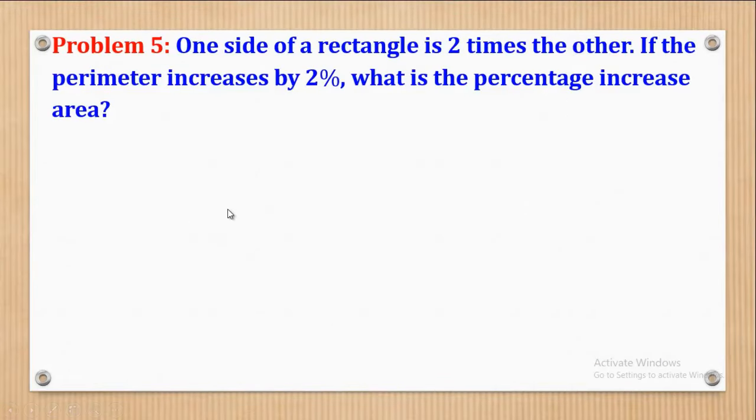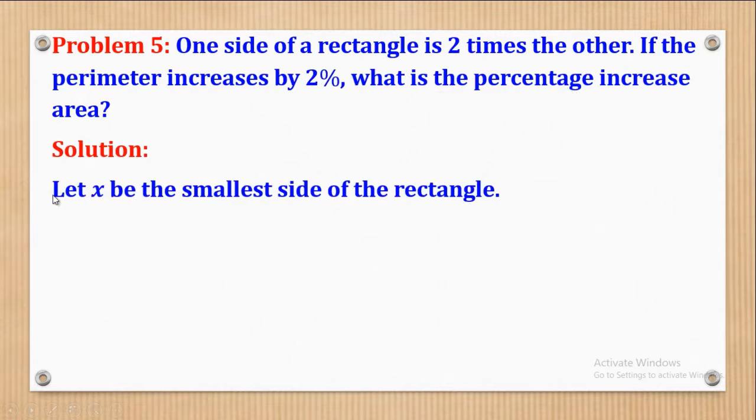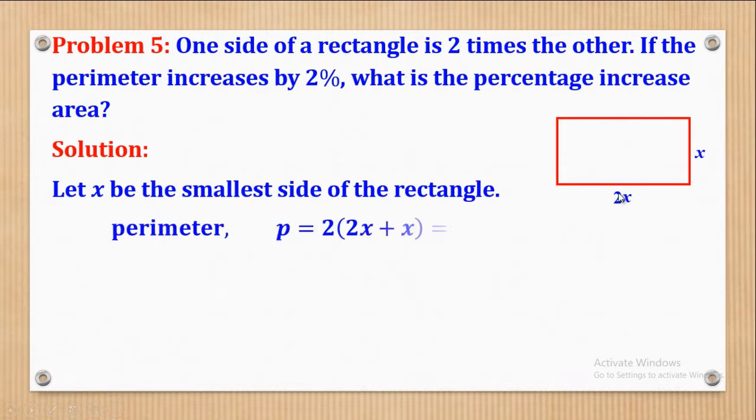So now problem 5 says that one side of a rectangle is 2 times the other. If the perimeter increases by 2%, what is the percentage increase in area? So let x be the smallest side of the rectangle. It means that x will be the smallest side and the other side will be twice this, which is 2x. The perimeter will be 2 times (L plus width). So L is 2x and width is x. So 2 times that will give you 6x.